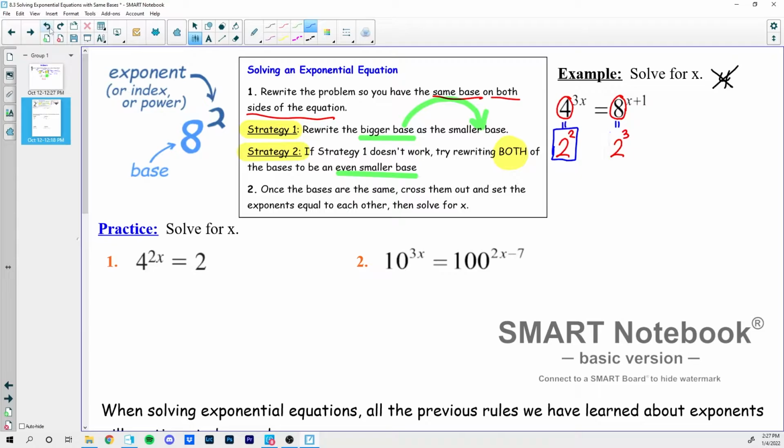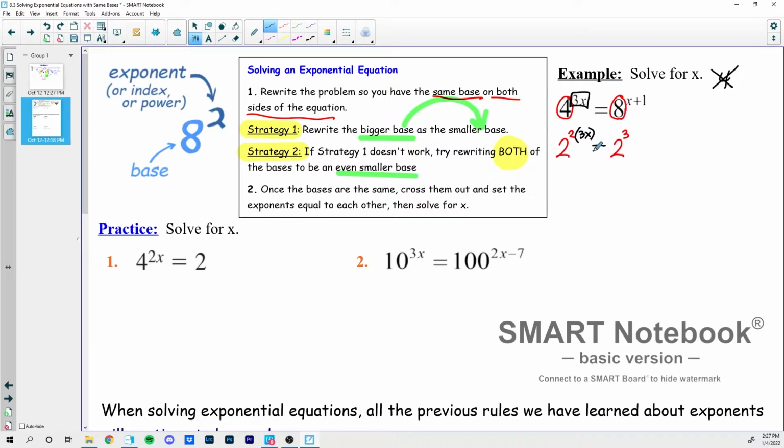So now that I've rewritten 4 and I've rewritten 8, I have to worry about the rest of my equation here. So this part that I've circled in red was the only thing that's changed here, but notice this 3x was still there, and we haven't factored that into our problem yet. So we're just going to drop that down. It's still going to be in the exponent spot, but I'm going to make sure I have parentheses around it. So I'll have 2 to the power of 2 multiplied by 3x.